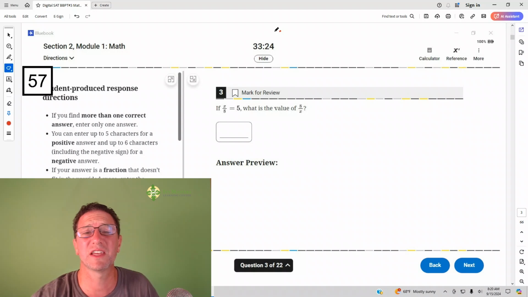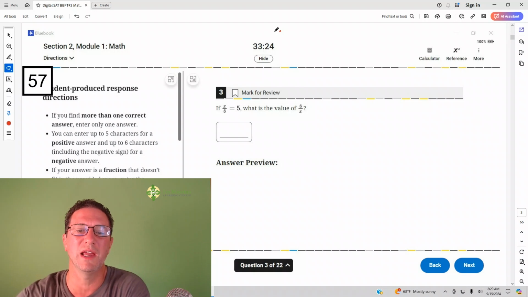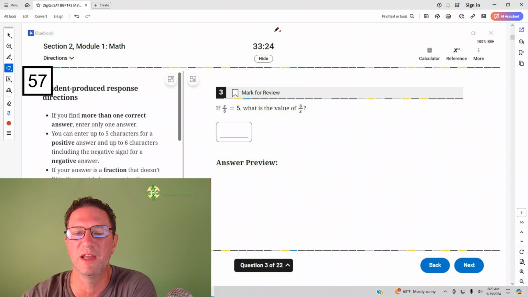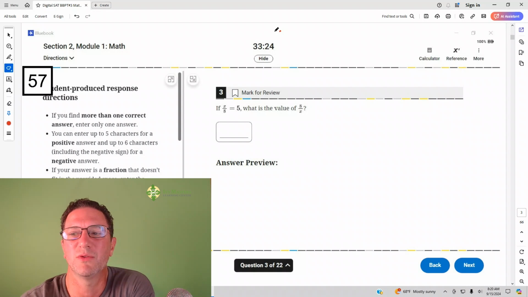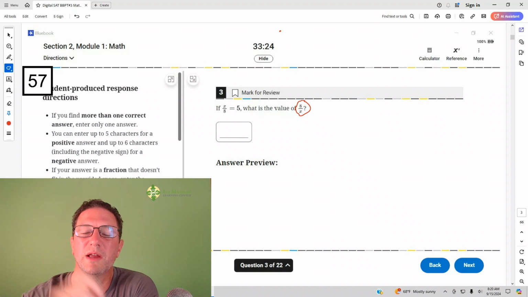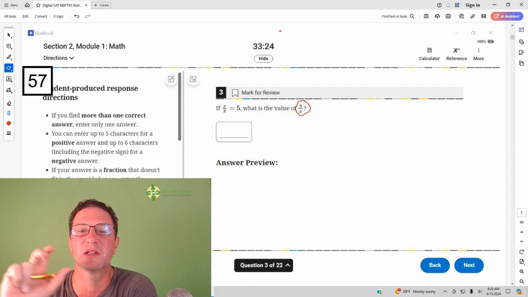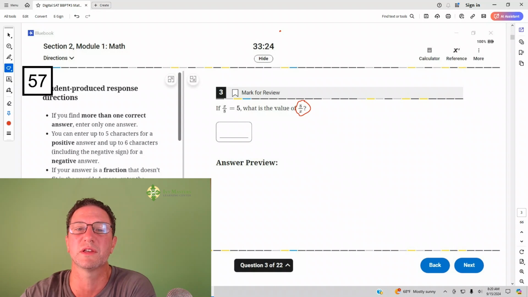the third question from Digital SAT Test 3, Module 1. Number 3 reads, if x over 8 equals 5, what is the value of 8 over x? So notice it's not asking you for x, it's asking for 8 over x. How I recommend you solve this type of question is to solve for 8 over x right away without ever solving for x.